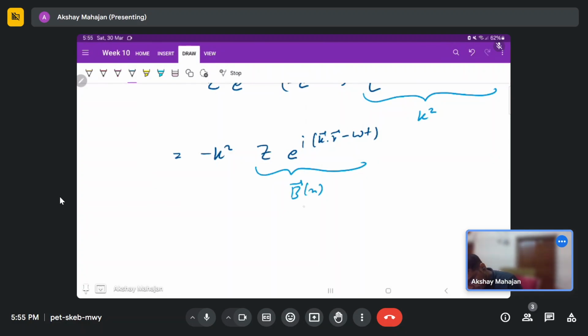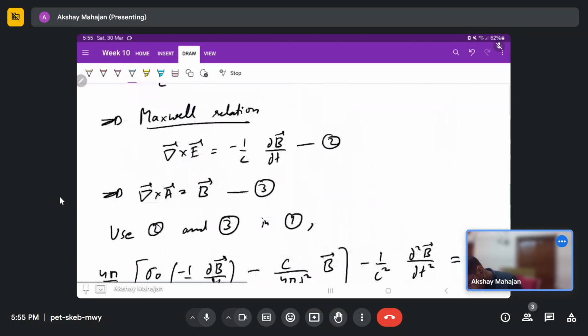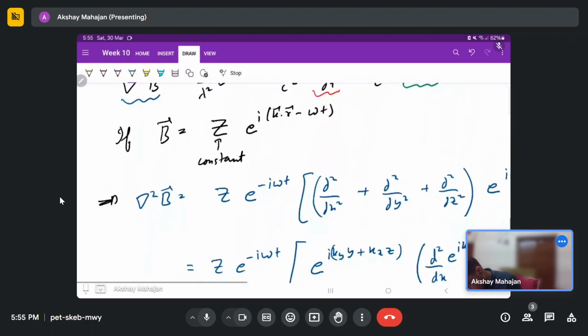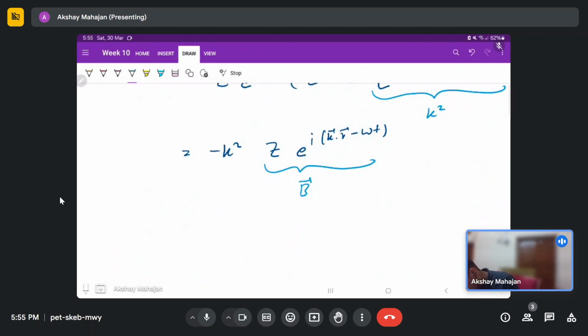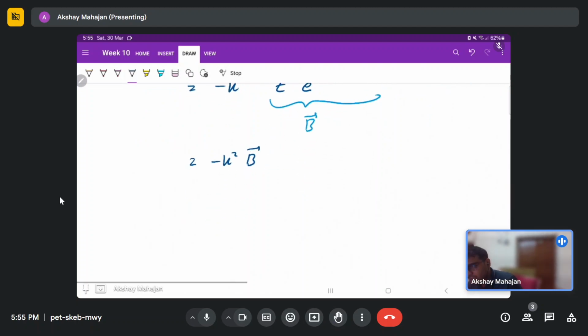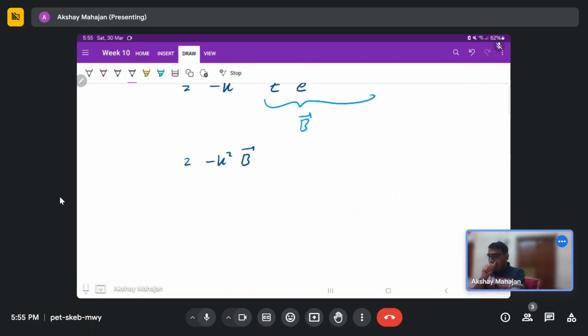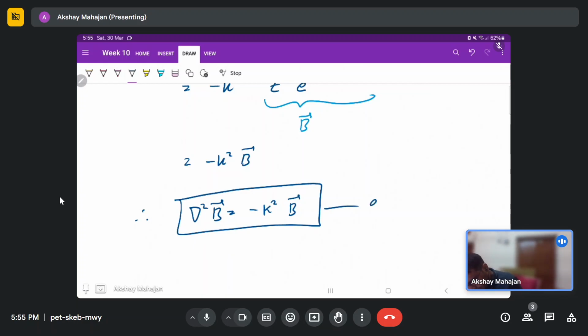Okay, whatever the b vector that we have taken, this is our b vector. So what we are getting is minus k square times b vector. So basically, therefore we can write that del square b vector will be equal to minus k square times b vector. Let's say this is our equation number A.